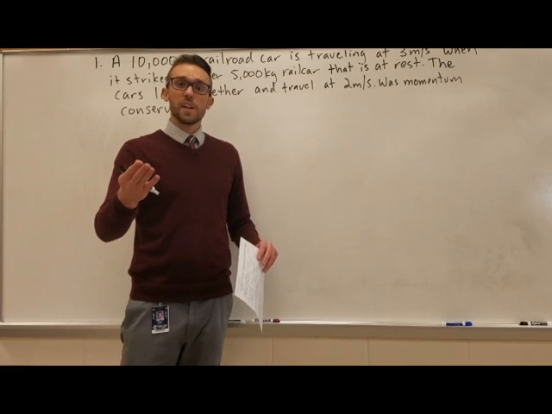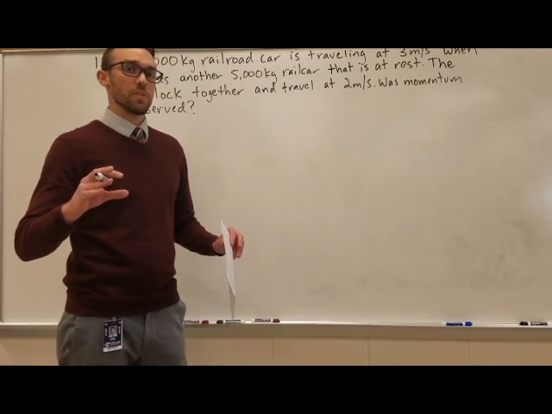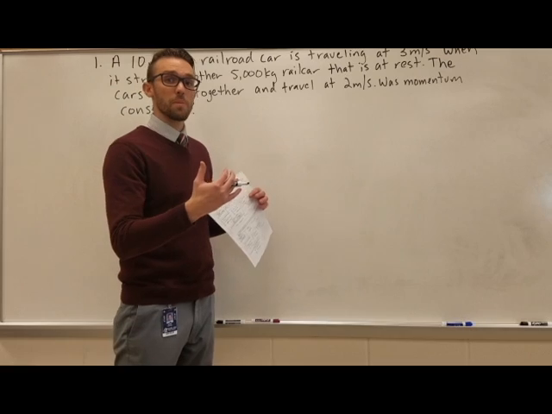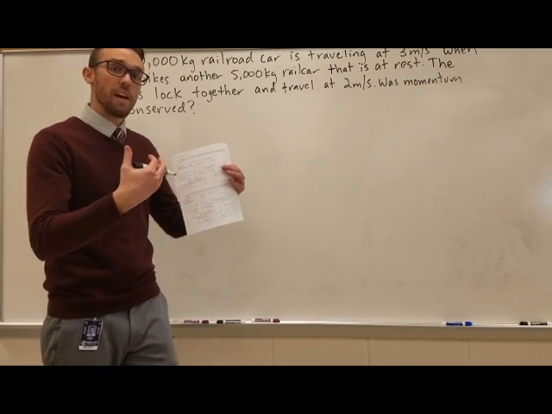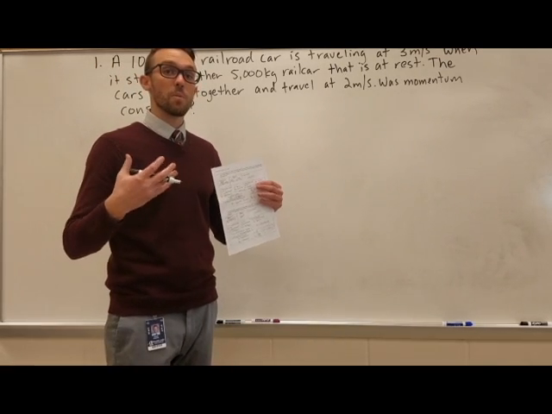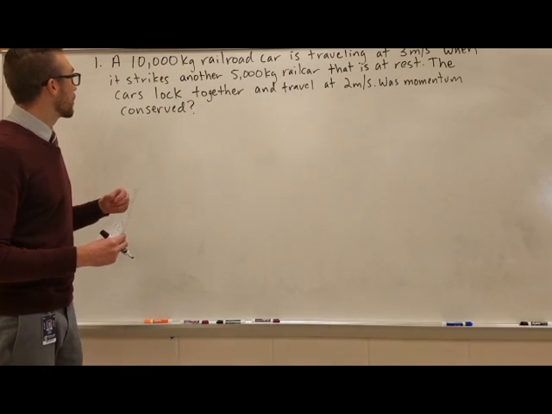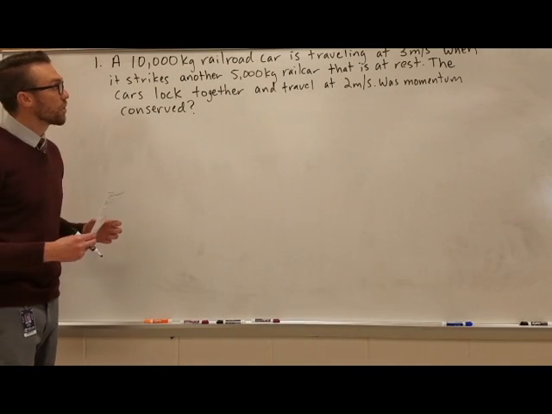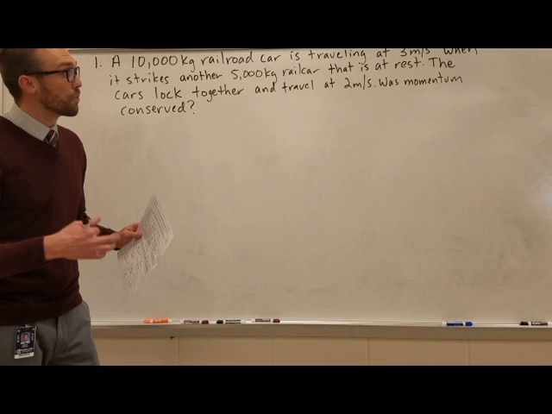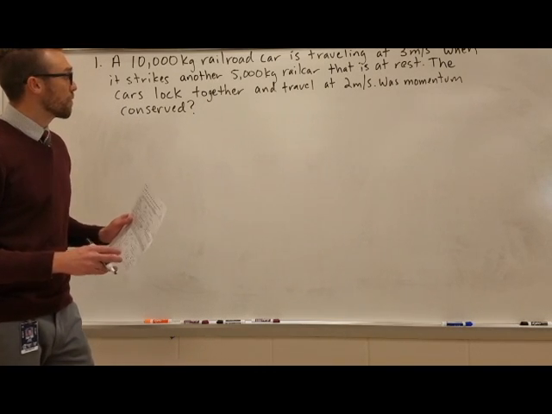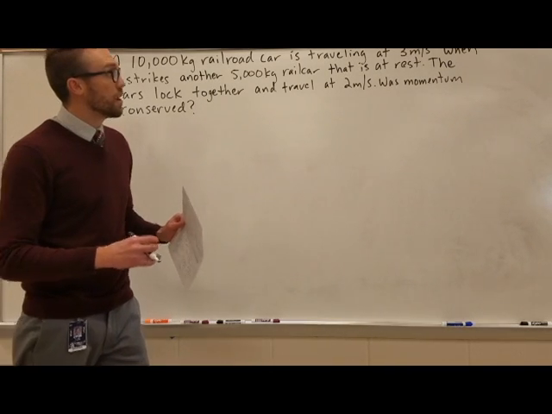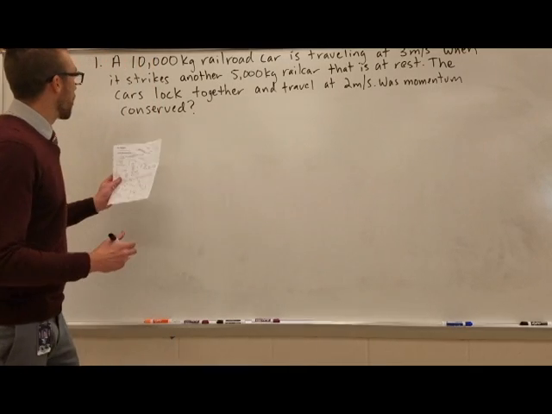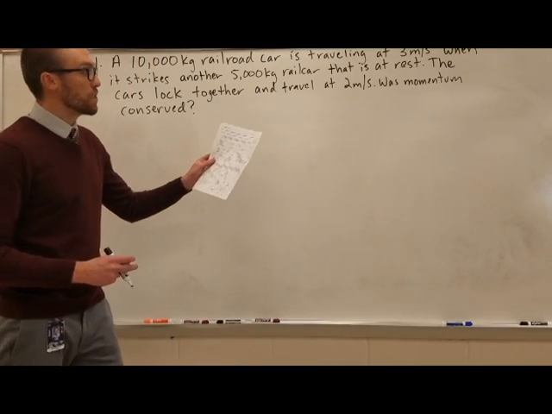All right, so the next step, these types of problems are a little bit different, so we need to take it into two different steps. We're going to be looking at before a collision and after a collision and trying to see if momentum is conserved. So the problem that we're looking at here says a 10,000 kilogram railroad car is traveling at 3 meters per second when it strikes another 5,000 kilogram rail car that is at rest. The cars lock together and travel at 2 meters per second.